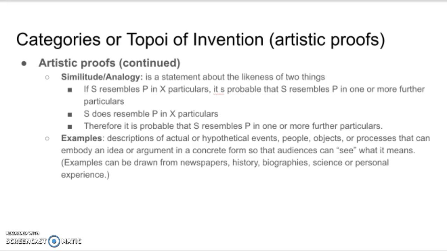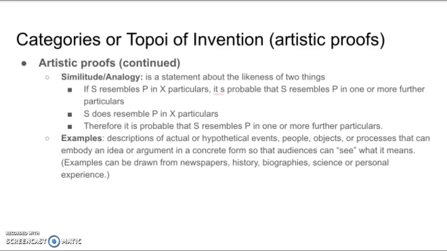Next, we have something called similitude or analogy, and this is a statement about the likeness of 2 things. So I've given you a little logical proof here using similitude or analogy, and I just use letters to represent ideas or things. So if I say if S, so something, you could place anything in there, if S resembles P in X particulars.